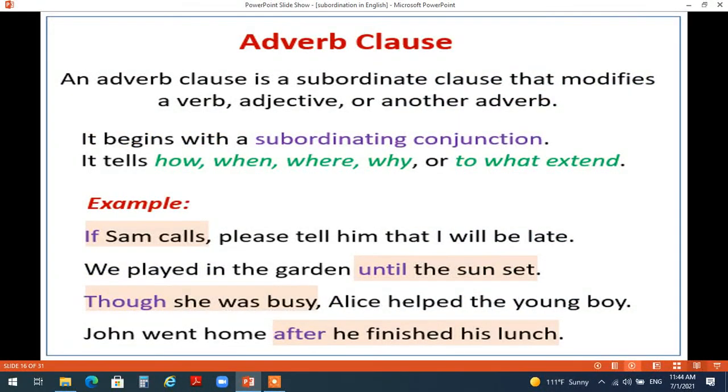Now we come to the third type of subordinate clauses, which are called adverb clauses. An adverb clause is a subordinate clause that modifies a verb, an adjective, or another adverb.